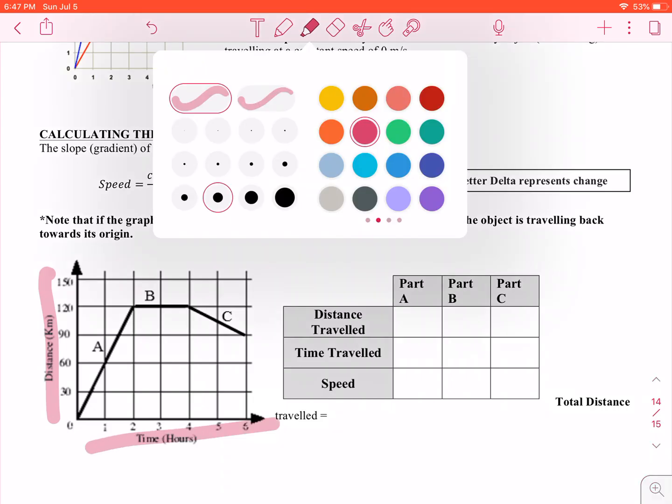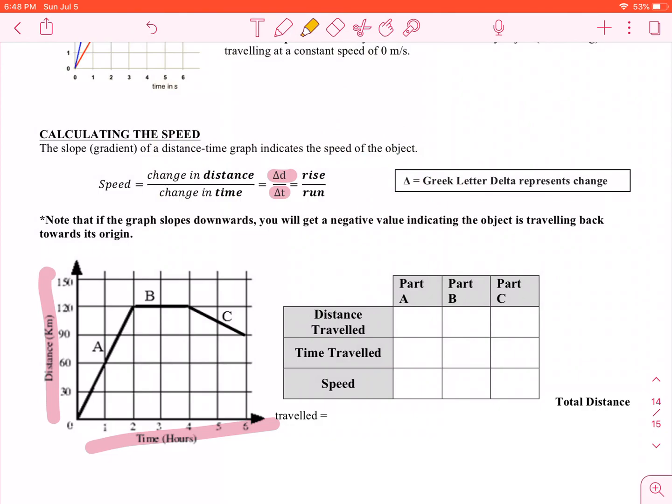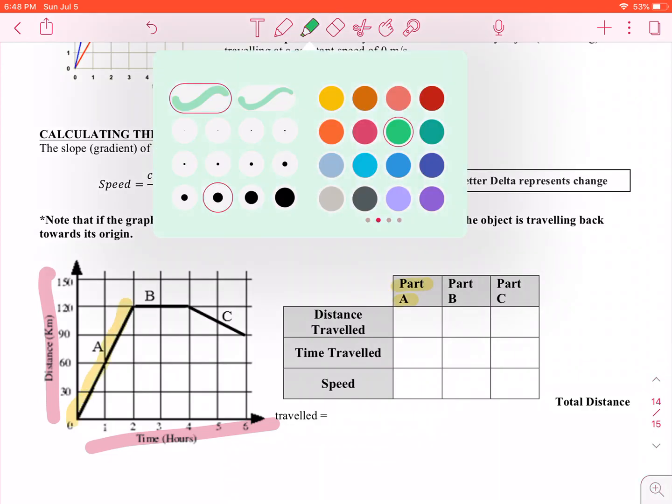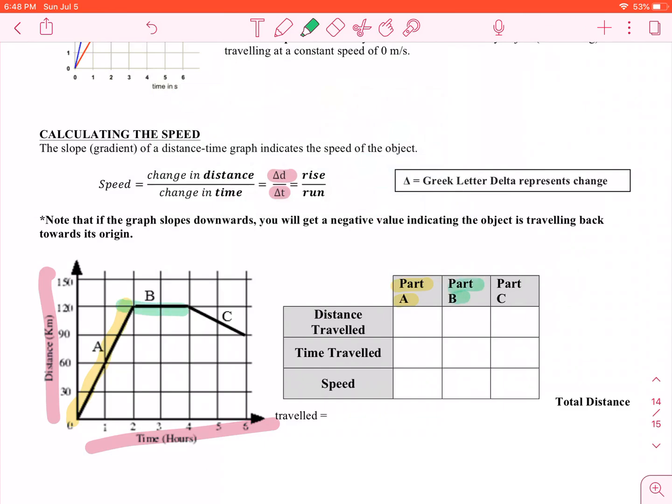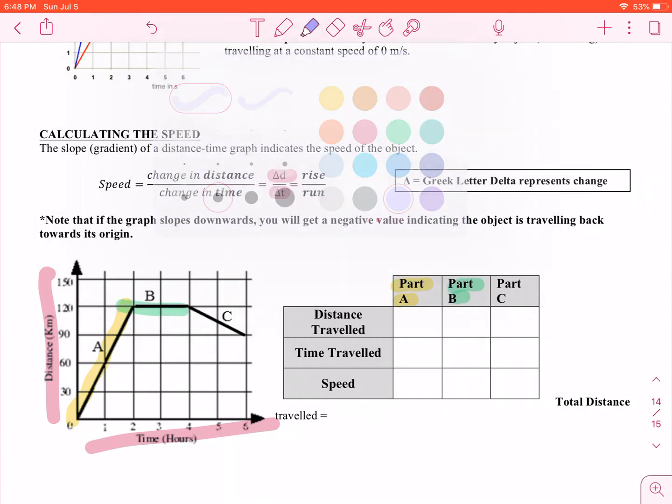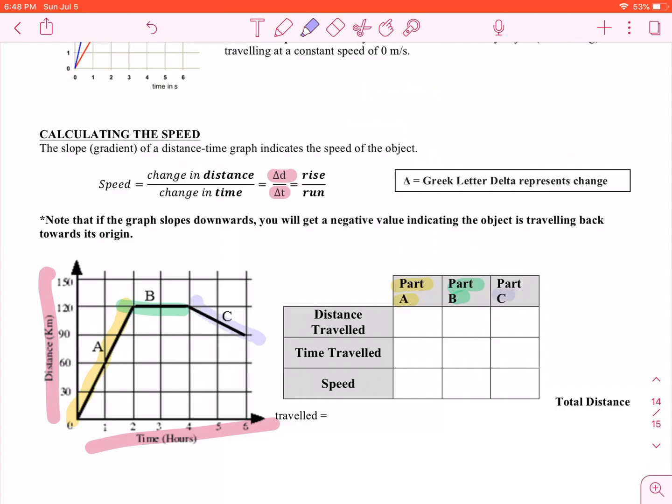So we're actually going to observe 3 parts. We're going to observe what happens from part A. We're going to observe what happens in part B. And we're going to observe what happens in part C. Okay. So the distance traveled. So if we see here in kilometers, it looks like in between that time, 120 kilometers was traveled over the span of 2 hours.